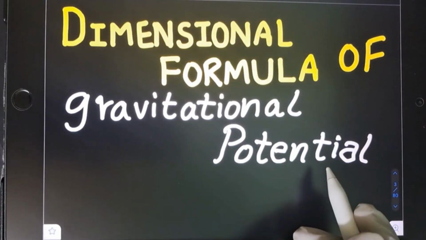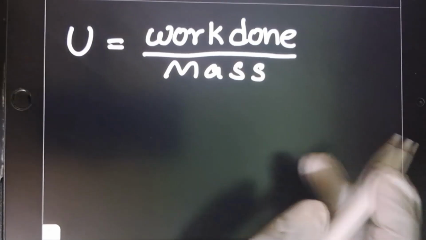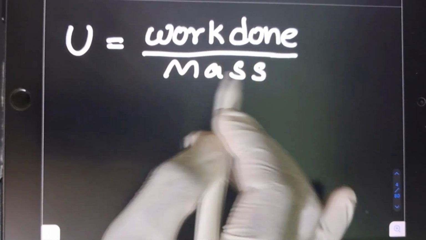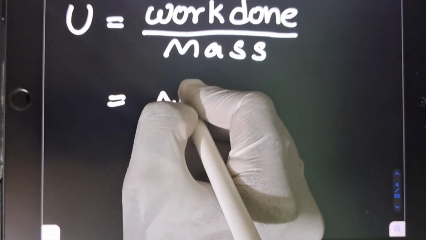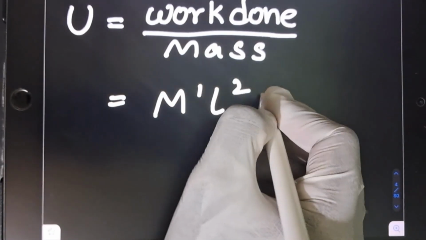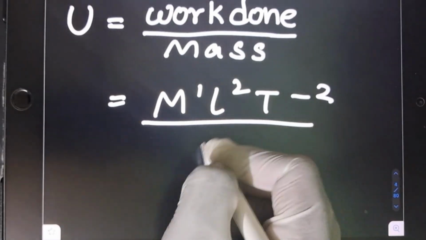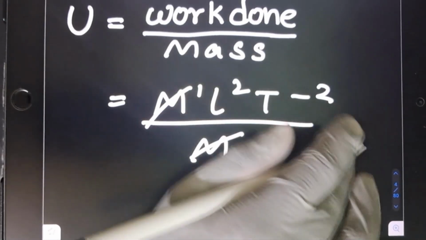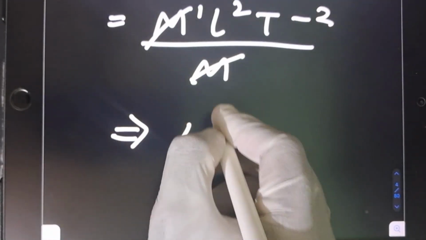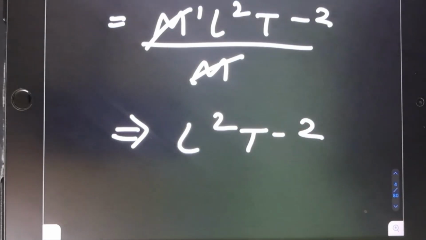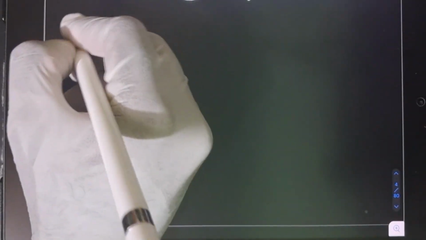To find the dimensional formula of gravitational potential, the formula is U is equal to work done by mass. Work dimensional formula is M power 1 L power 2 T power minus 2, by mass M. On cancellation of mass M, we get M power 0 L power 2 T power minus 2. M power 0 L power 2 T power minus 2.